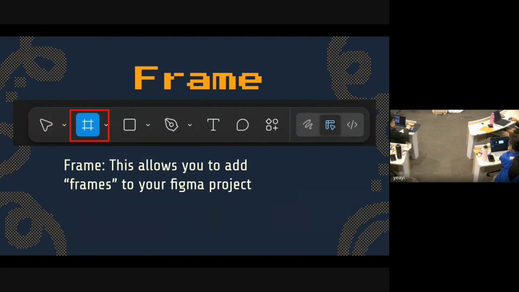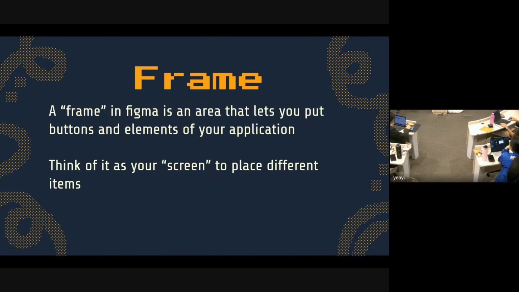Next is your frame. Now, this is possibly one of the most important functions you'll ever use in Figma because it allows you to add something called a frame to your Figma project. So what is a frame? A frame is basically an area that lets you put all your buttons and your UI, your UX, whatever. A good way to think of it is think of a frame as kind of your screen where you place all your things. Did everyone get it?